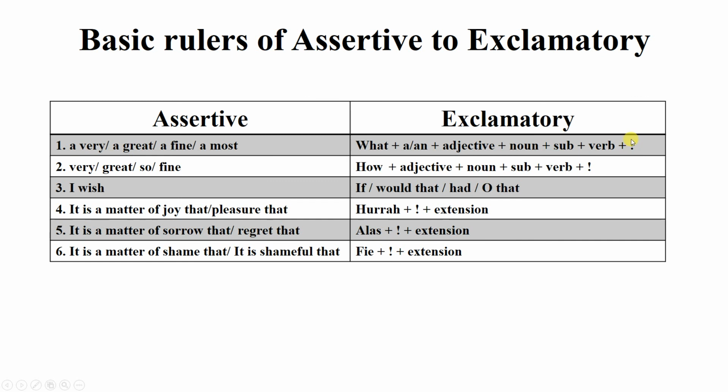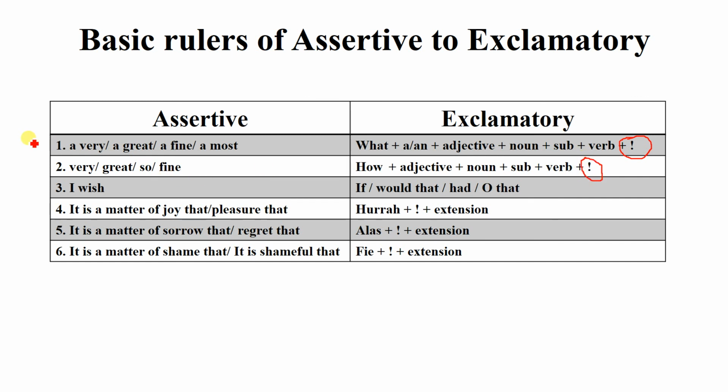Of course, you have to use this sign, which is very important for an exclamatory sentence. You can easily identify any sentence with this sign, whether the sentence is exclamatory or not. So this sign will help you to identify an exclamatory sentence. That's why all of you have to use this sign after the sentence.